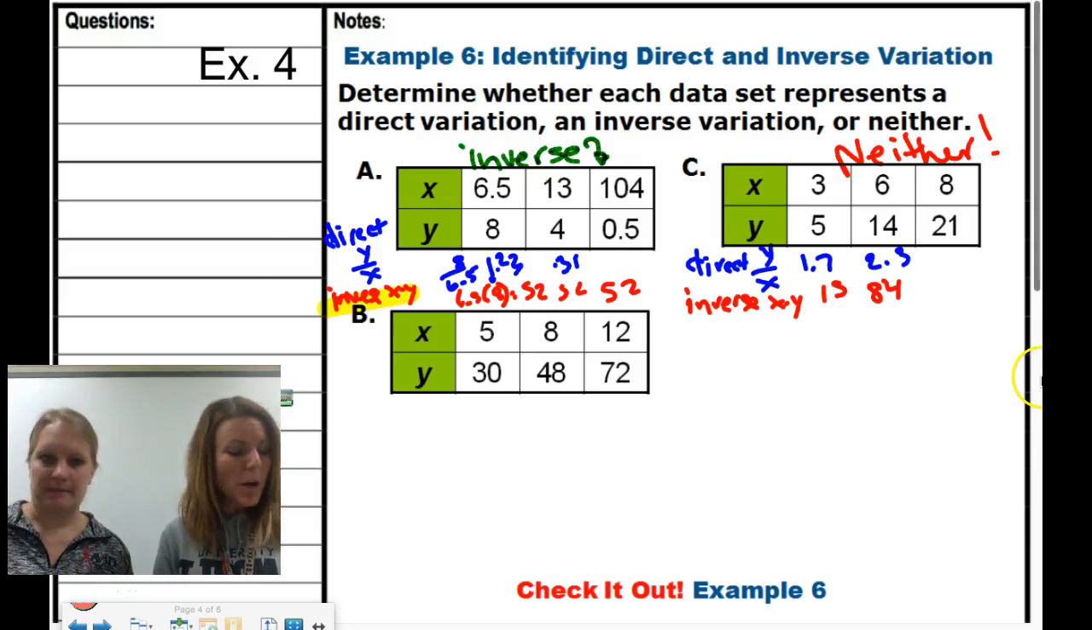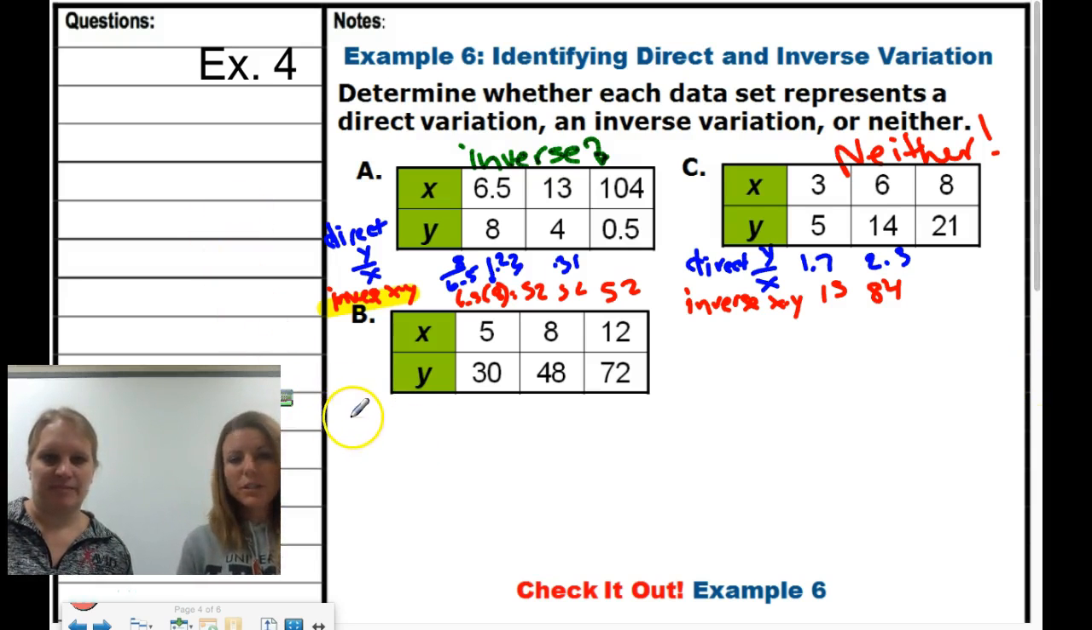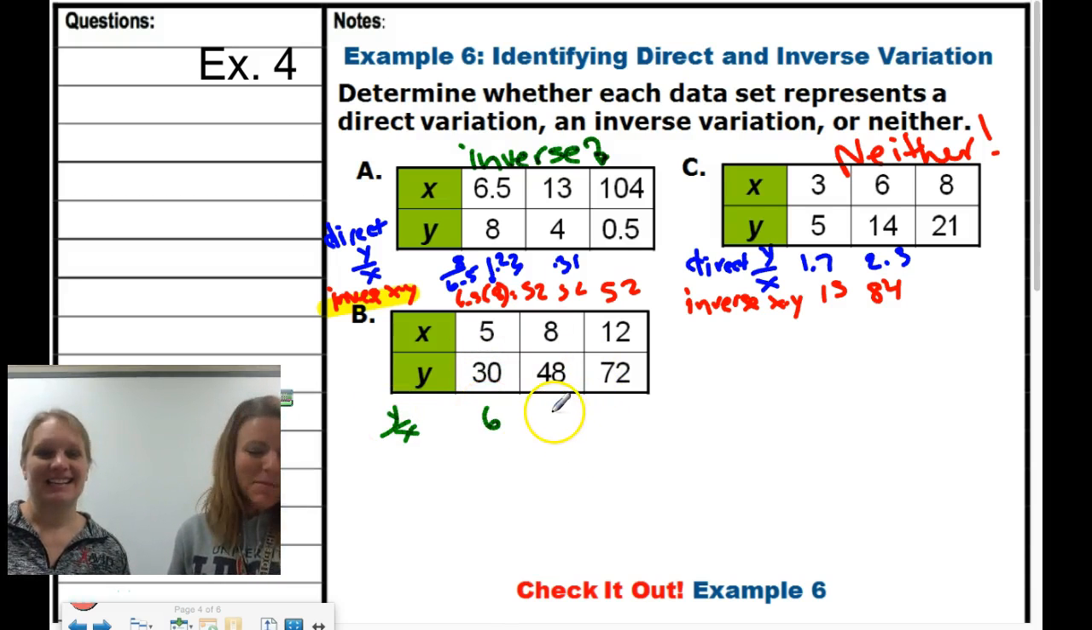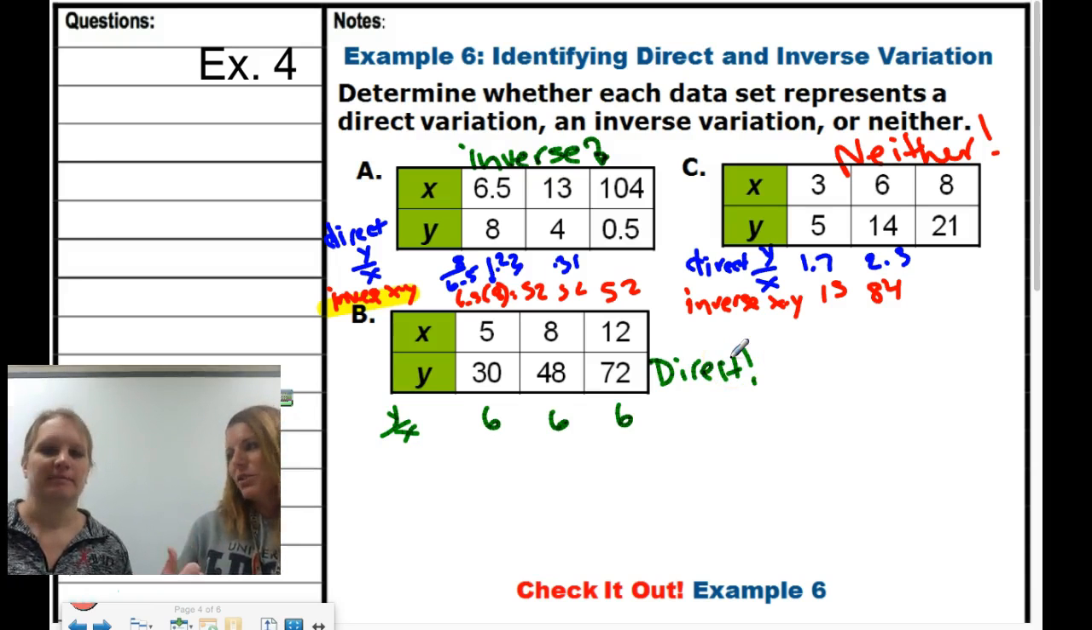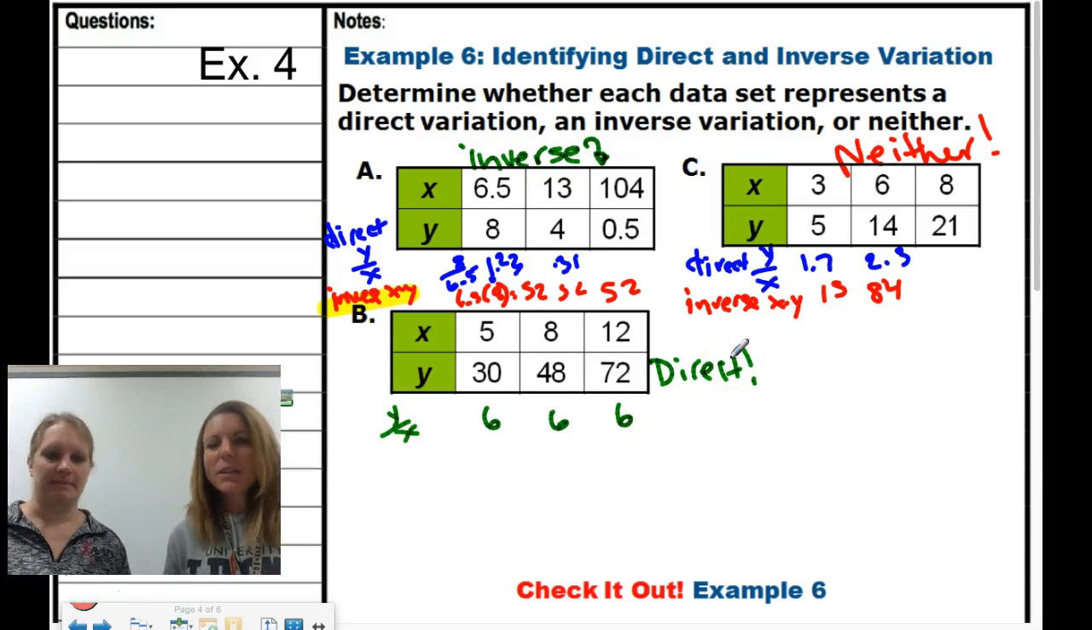Okay, last one. Ratio, which is the direct, y over x. 30 divided by 5 is 6. 48 divided by 8 is 6. 72 divided by 12 is 6. So we can really stop. We're done. This one's direct. We don't even have to check the inverse because it's not going to be both. It's one or the other.